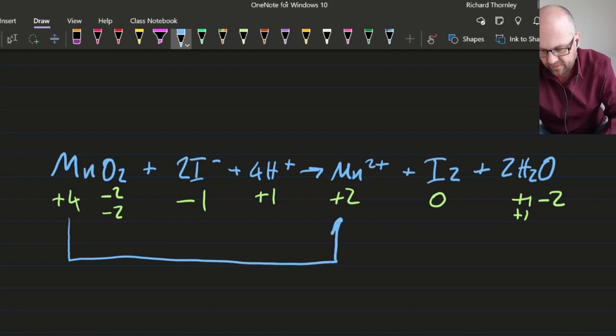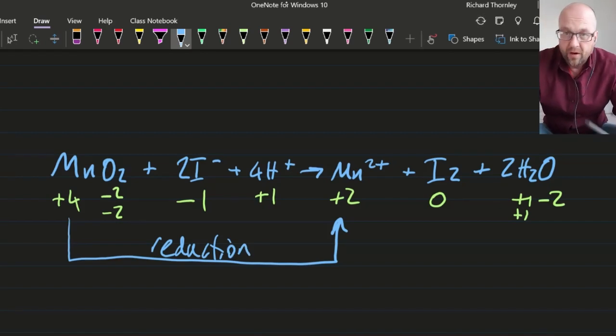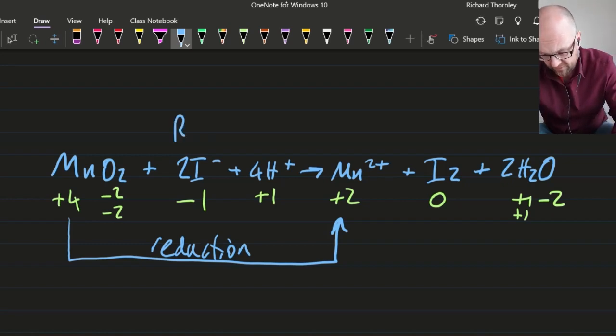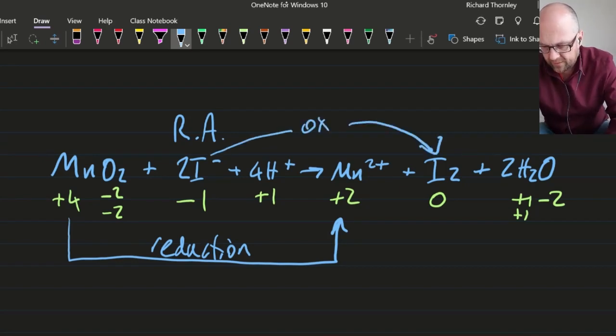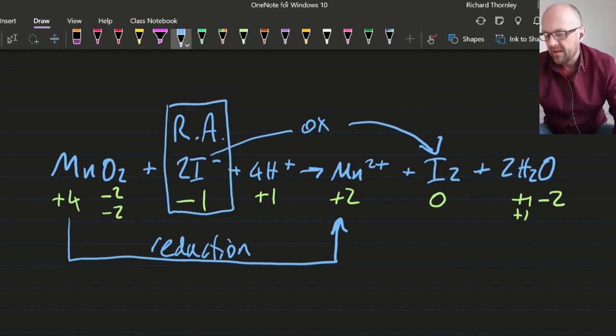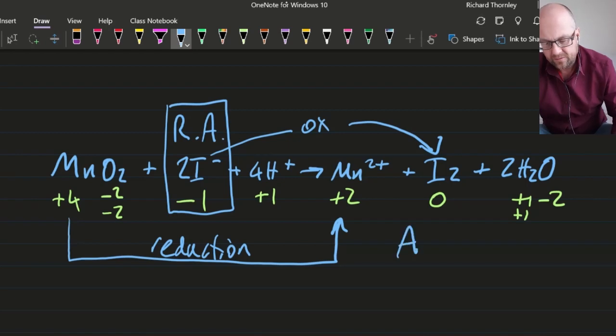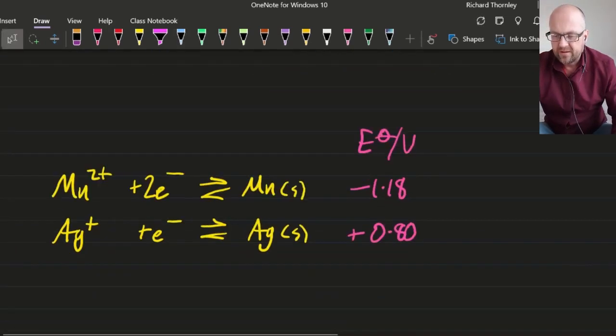That's reduced, that's reduction. And so the oxidizing agent is itself reduced. The reducing agent is itself oxidized. So this must be the reducing agent because it underwent oxidation. So the reducing agent is the iodide, and what gets reduced is the manganese 4 oxide. So that's A, isn't it? Yeah, 29A.